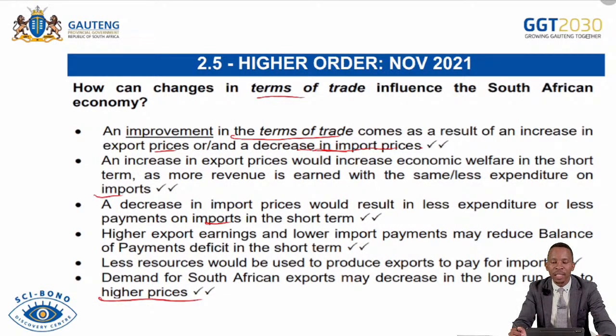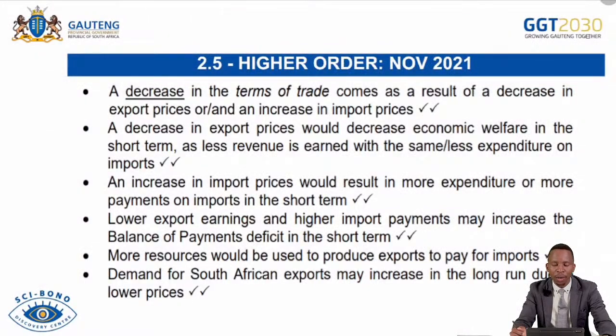So this is one of the examples of a higher order question that you need to answer if you come across 2.5, 3.5, and 4.5 questions. Higher order continues in here. A decrease in terms of trade comes as a result of a decrease in export prices and an increase in import prices. A decrease in export prices would decrease economic welfare in the short term, as less revenue is earned as part of export earnings. And an increase in import prices would result in more expenditure or more payment on imports in the short term.